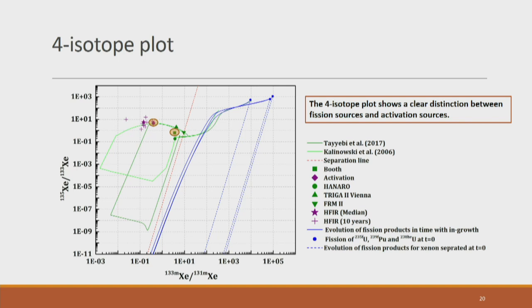This is the isotopic ratio from our calculation, which is based on the Booth equation, and these are from fission-based releases. Here, these plus signs show the 10-year measurement of xenon releases from HFIR. This star shows the median of this 10-year measurement, and here are the isotopic ratios based on our calculation. And you see that the 4-isotope plot shows a clear distinction between fission sources and activation sources.